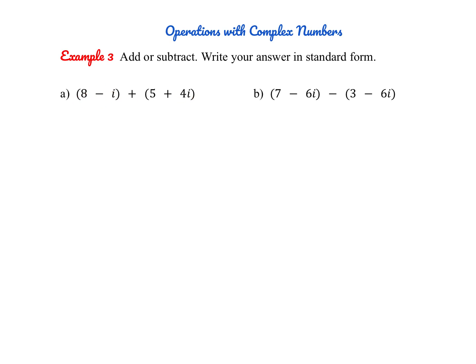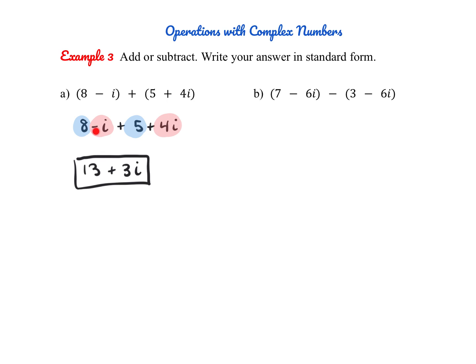We have a complex number plus another complex number. All we need to do is combine like terms. But first, I'm going to rewrite this without the parentheses. In this case, the parentheses don't really do anything, so I can just rewrite it. And then I'm going to add my real numbers together, and then I'm going to add the imaginary numbers together. So this gives us 13 plus 3i. And notice when I'm adding negative i and 4i, it's just like adding any other term with any other variable. I'm simply adding or subtracting the coefficients to combine like terms.